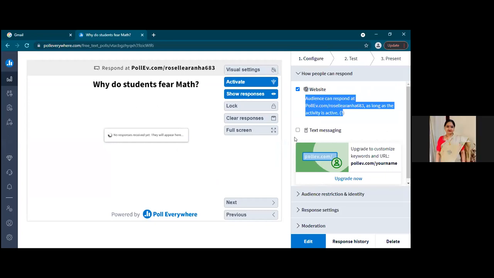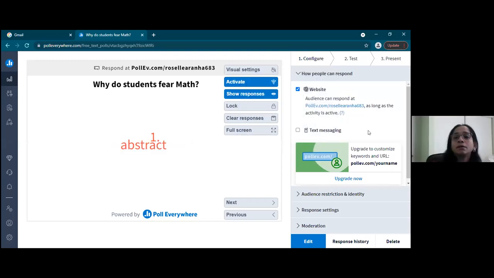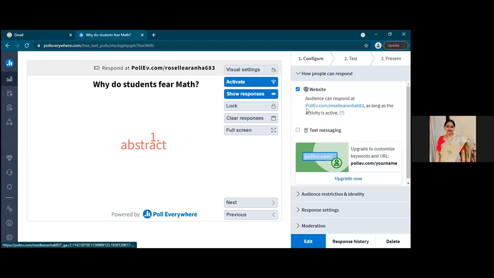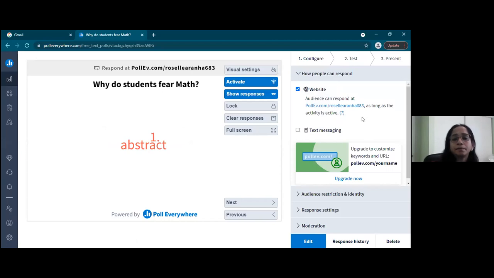Where is the link? Have you put it in the chat? I put it in the chat. Ma'am, the link is not a hyperlink. Yeah, it's not clickable. Okay, can you see it now? Just go to pollev.com and then just join. You just have to put your name.